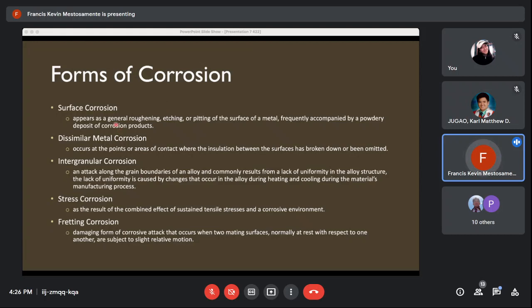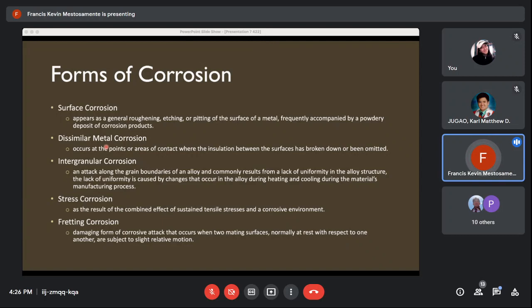Next is the dissimilar metal corrosion. Occurs at the point or areas of contact where the insulation between the surface has broken down or been omitted. So ito na nga, ito yung direct na makikita natin kanina doon sa ating presentation. Meron tayong dalawang dissimilar metal. Isa nagsisilbing anode and isa nagsisilbing cathode.